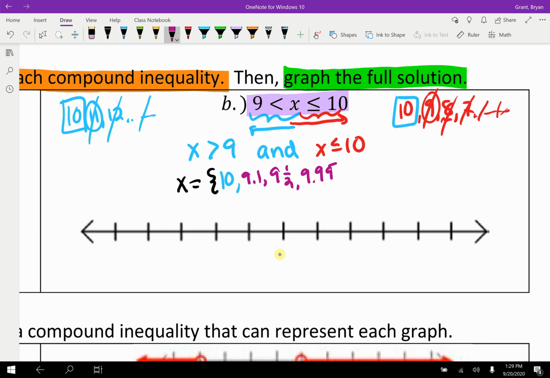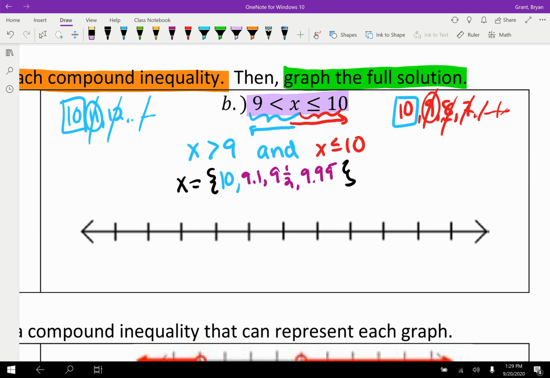9.99 repeating. And so I think you might start to see some more numbers that will satisfy the original inequality. There are in fact an infinite number of numbers between 9 and 10. You just need to make sure you carefully read that inequality to understand what it's asking.